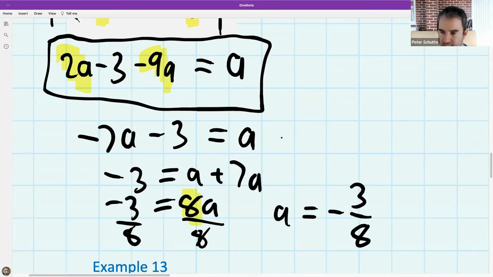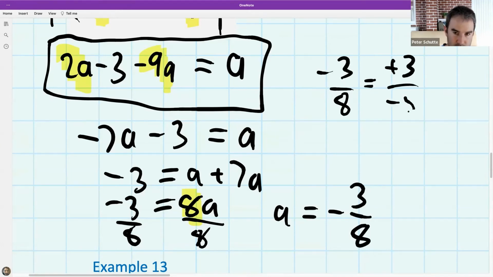Is 3 over minus 8 the same as minus 3/8? It is indeed. If you write minus 3/8, or plus 3 over minus 8, or if you just put the minus in front, because a negative divided by a positive is a negative, all of those would be correct.